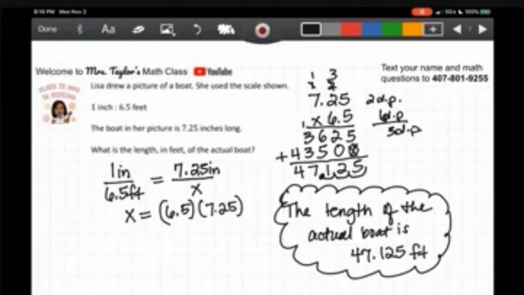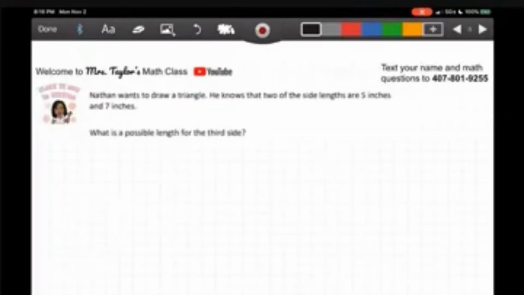Okay, let's go to another problem. Here it says Nathan wants to draw a triangle. He knows that two of the side lengths are 5 inches and 7 inches. What is a possible length for the third side? So for this problem, you have to come up with a range of numbers, but you can pick any number in between that range. There are multiple answers for this question, and I'll list them all, but if you were answering this question on the test, you would just need to put one of the answers.